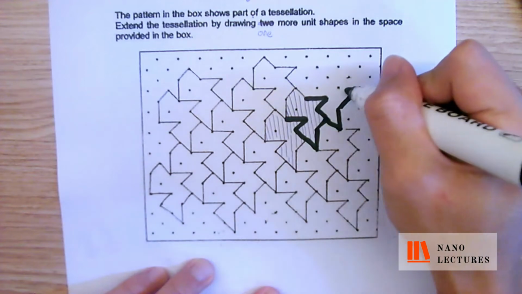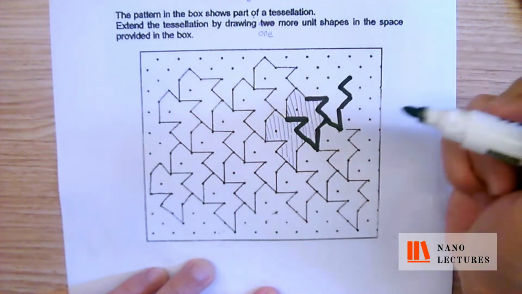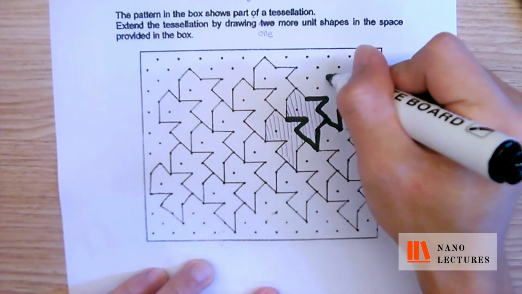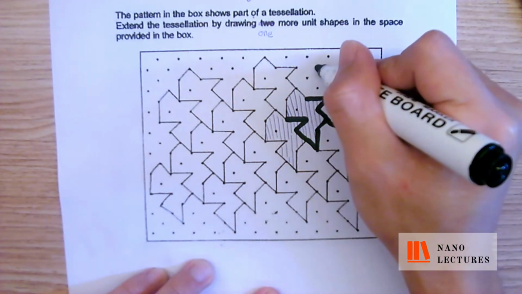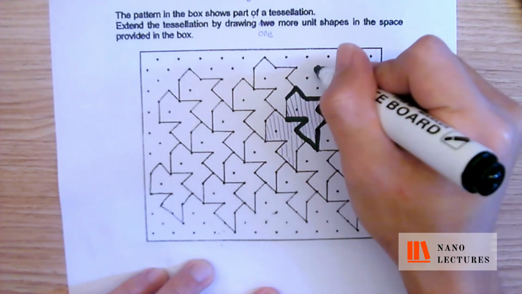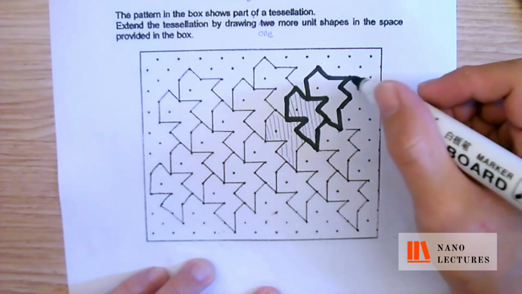Then there's a line here. Then there's a line here. Then there's a line that goes up. Then the line that goes down. Then there's a line that goes over here. Then it goes down. And then it connects back. Do you see what I did?